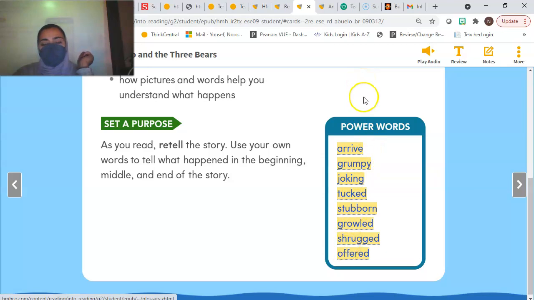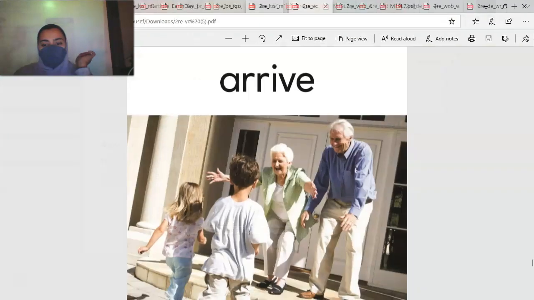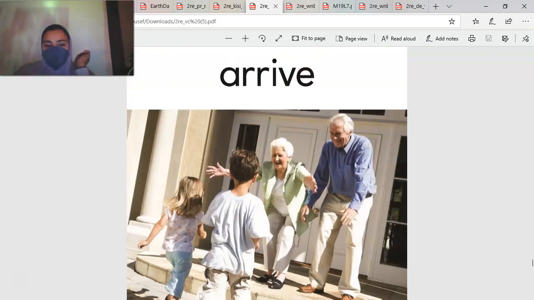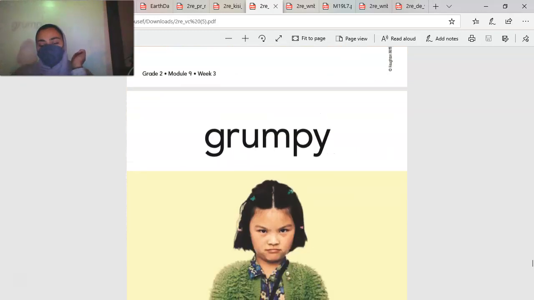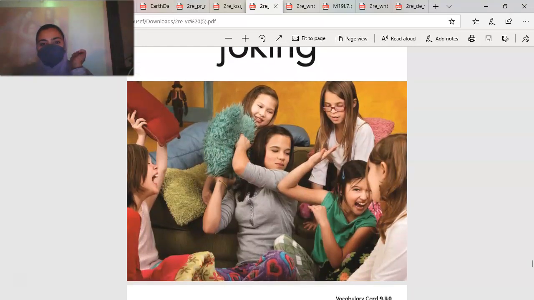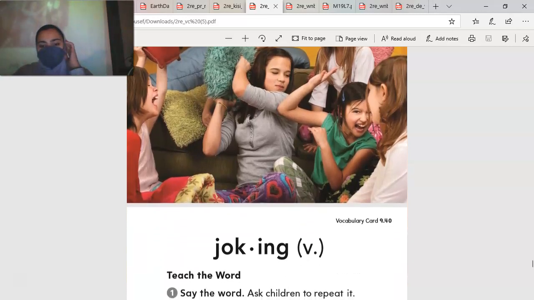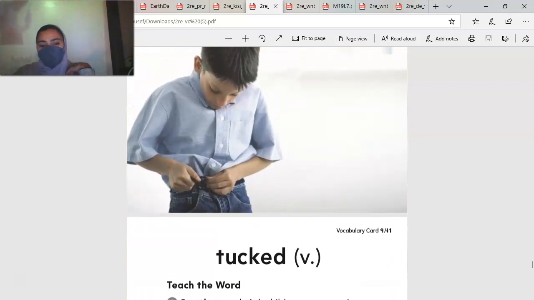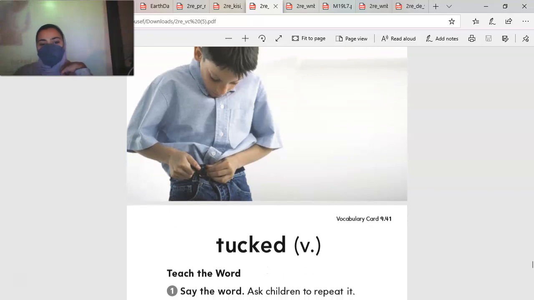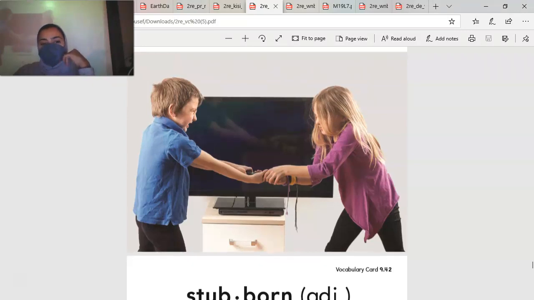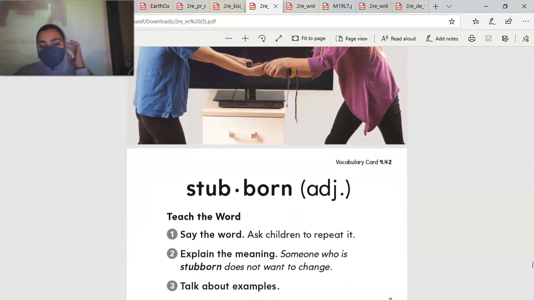Power words. We went over most of these yesterday, but I'm going to quickly review some of them. Arrive, when somebody gets to a certain place. So in the picture, the grandchildren arrived at dinner to their grandparents' house. Grumpy is like to be in a bad mood. Joking is when you are saying something but you don't mean it, or you're saying it to be funny. Tucked, when you put something under something else. So this boy is tucking in his shirt under his pants. Stubborn, brother and sister. The brother is stubborn because he won't give the remote to his sister. Stubborn means like hard-headed or don't want to change.